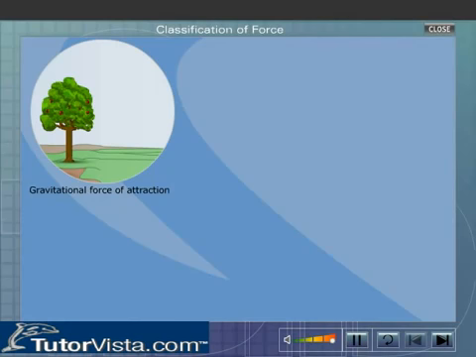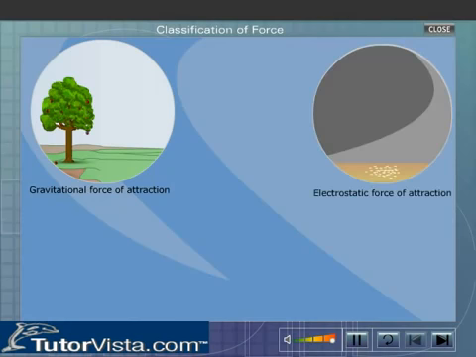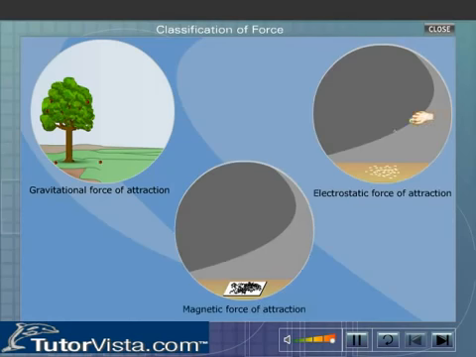The gravitational force of attraction, electrostatic force of attraction, and magnetic force of attraction are the common examples of action at a distance forces.